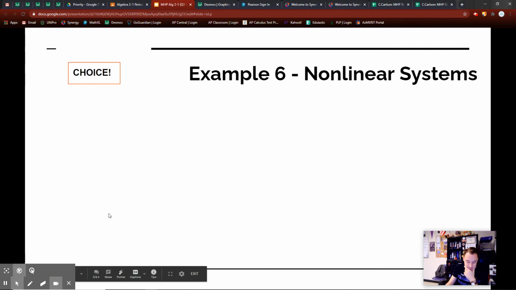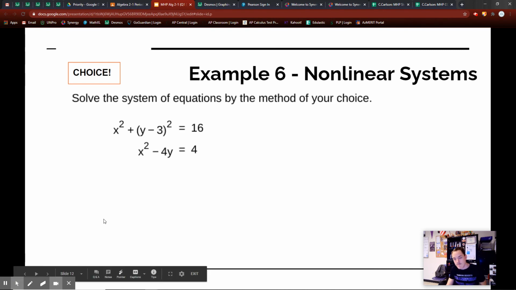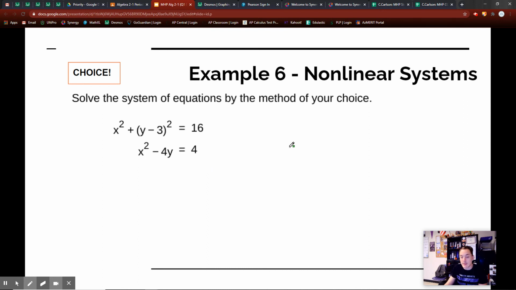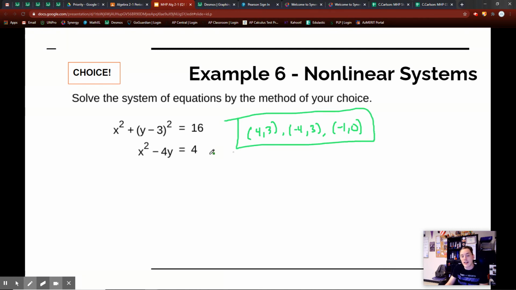I'm also going to skip this next one here. I'll give you the answers, though. I'll probably skip the next two. So the answers for this one are 4, 3, negative 4, 3, and then negative 1, 0. So again, I challenge you, try to get that. Now, of course, this is a straight Desmos question.